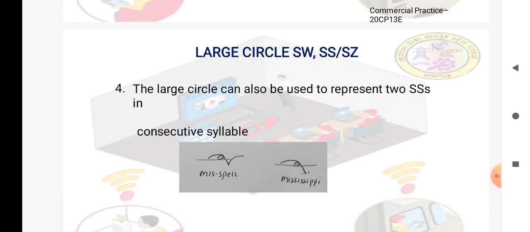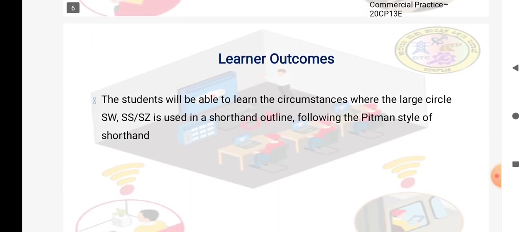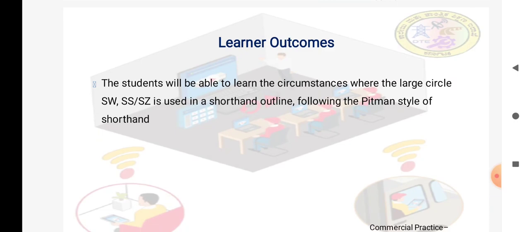You take up the other example, Mississippi. Missis. So there are two s's there, in the consecutive syllable. So you have to write that particular sis by writing a large circle. That large circle can be used to represent two s's in a consecutive syllable. So look at the examples, misspell, Mississippi, S and S in the middle. You have to represent it by a large circle. You have to practice a lot with different types of words.